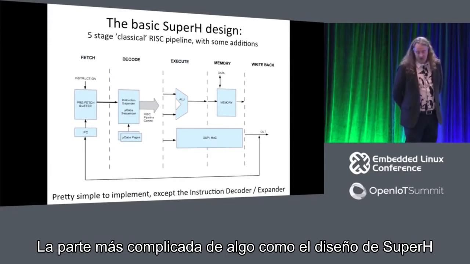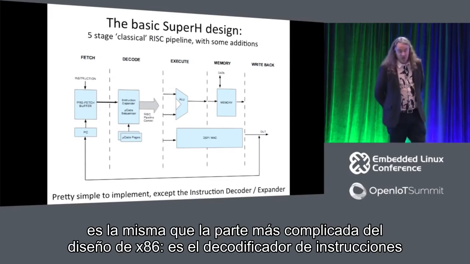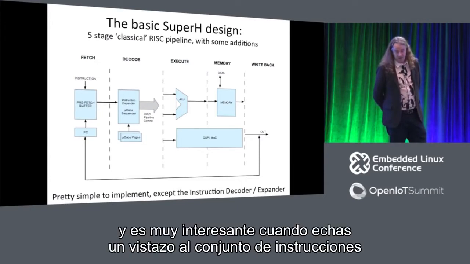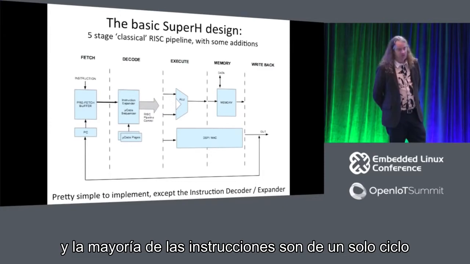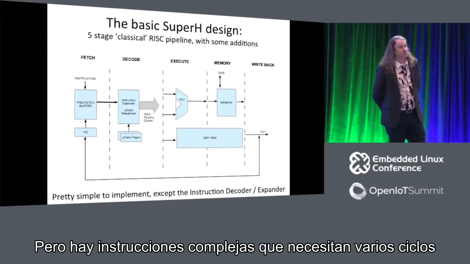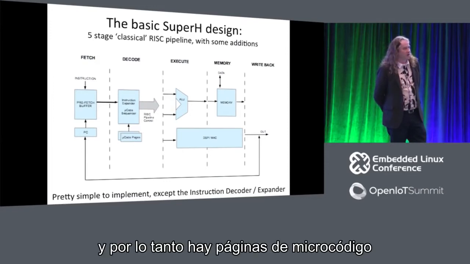The most difficult part of something like a Super H design is the same as the most difficult part of an x86 design. It's the instruction decoder. And it's very interesting when you look at the instruction set. Most of the instructions are single cycle, so you would think, okay, I just decode it and away I go and have a single line that says this is the instruction and I do it. But there are complex instructions in here that take multiple cycles. And so there are microcode pages.